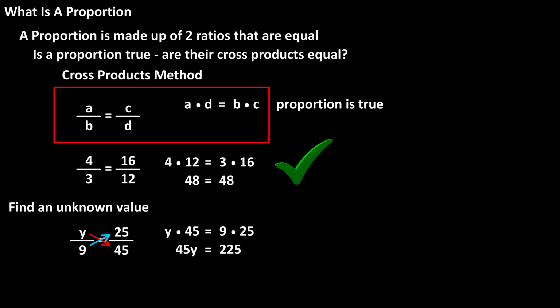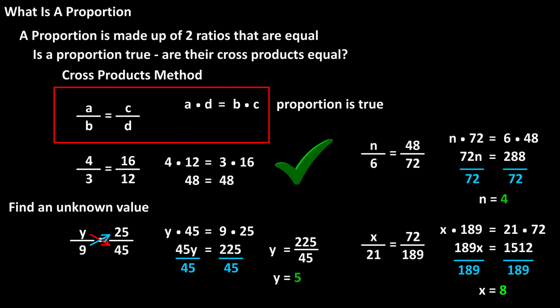To get the y alone, we can divide both sides by 45. So y equals 225 over 45, and 225 divided by 45 equals 5. So we get a final answer of y equals 5. And here are a couple more examples on the screen for you of solving a proportion for unknown values.